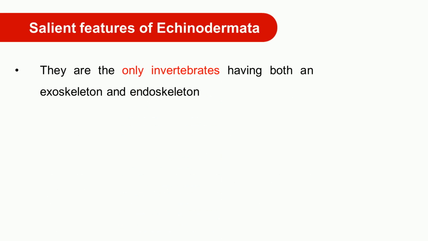Again, these are one of the groups of the invertebrates. They have an exoskeleton and an endoskeleton. It is a specialized feature. The skeleton is found on the outer side of the body as well as on the inner side of the body, and therefore it is one of the specialized features of the echinodermata.